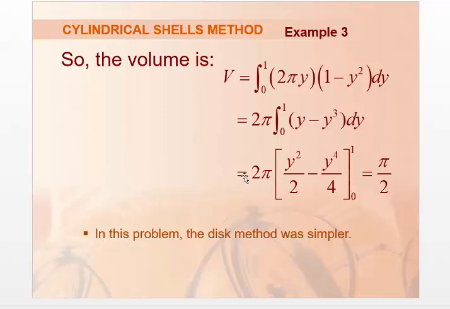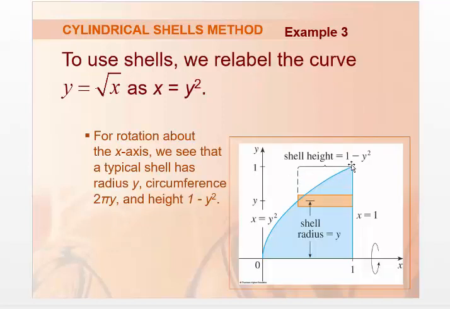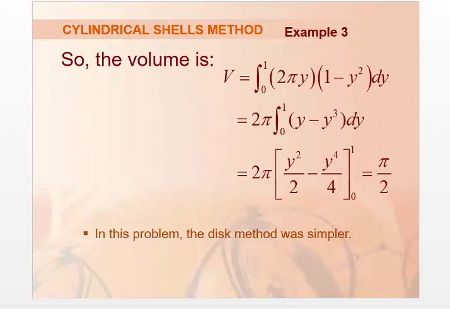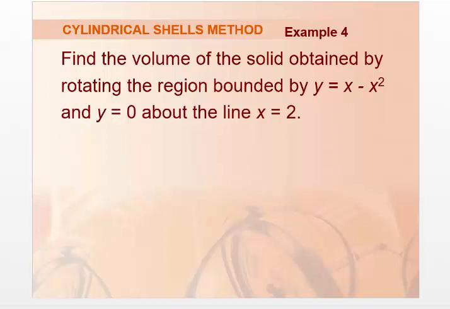Now here's the thing. This was kind of confusing to set up, like you got the height as 1 minus y squared. In this case, it would have actually been easier to do the disk method, believe it or not. You would get the same result. All right, let's do one more.